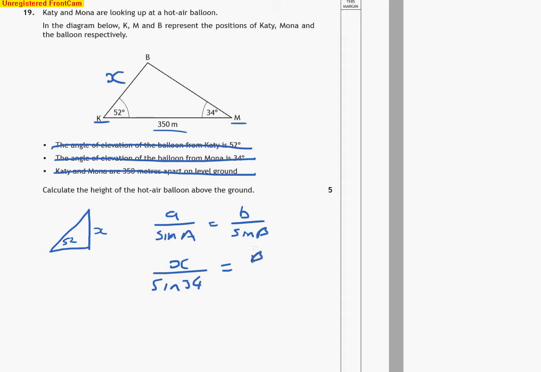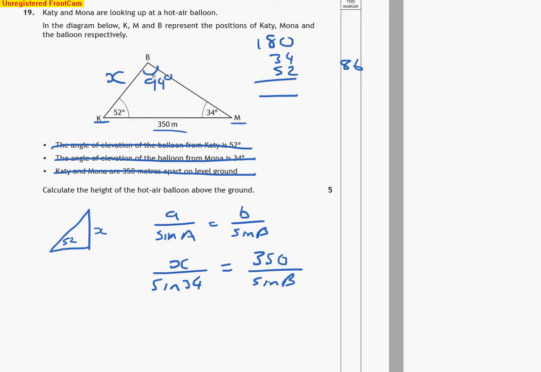b over, sorry, 350 over sine of B. Now I don't know B yet, but can I work out B? Probably. So if we say there's 180 degrees in a triangle, and I know one is 34, and I know one is 52, so that's 86. So I know it's going to be 94 degrees. So I've just done 180, take away that, take away that. Add 4, yeah, 94.